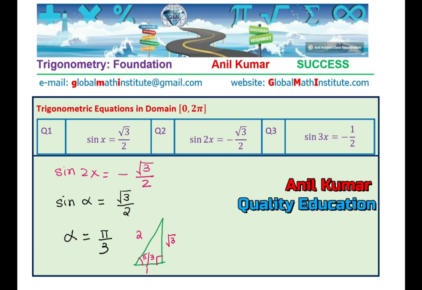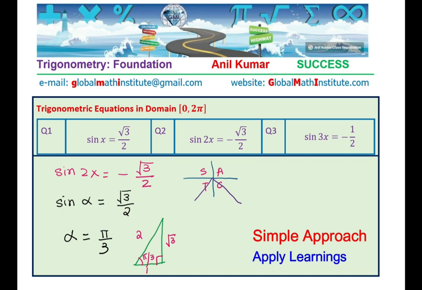Now, the other condition is that we are looking at a negative value, right? Negative means, using the CAST rule, we know sine is negative in quadrant 3 and 4, right? So we have the value here where the related acute angle is pi by 3. You see that?